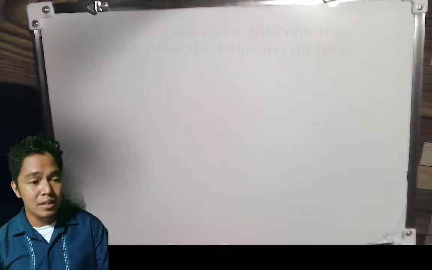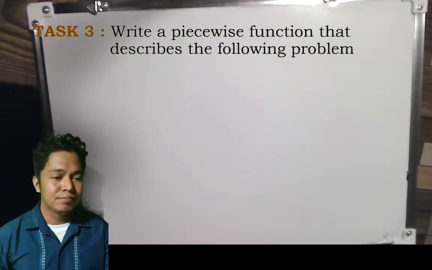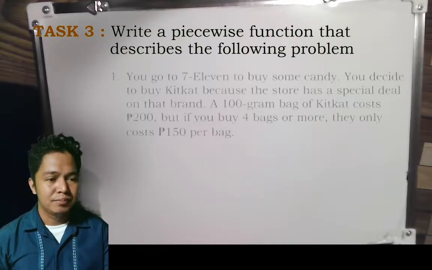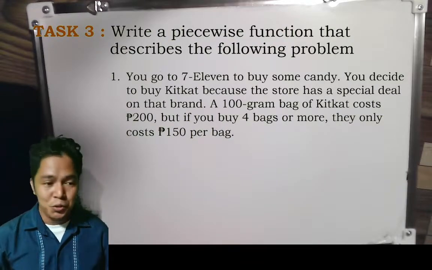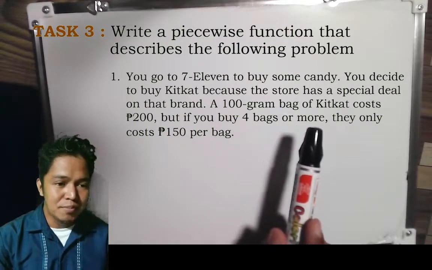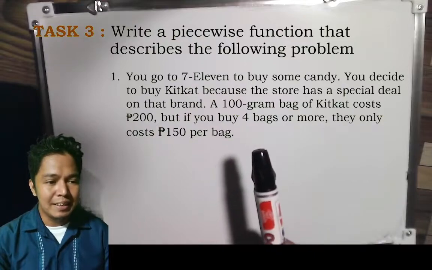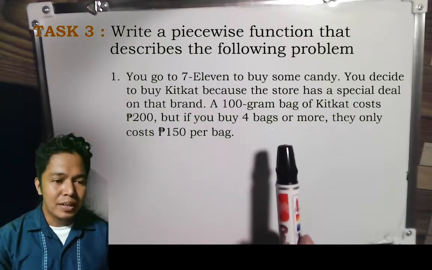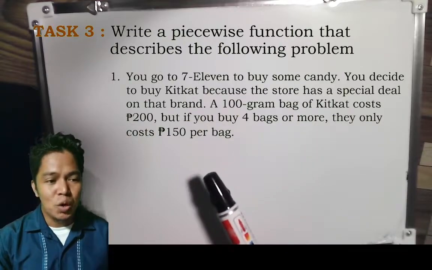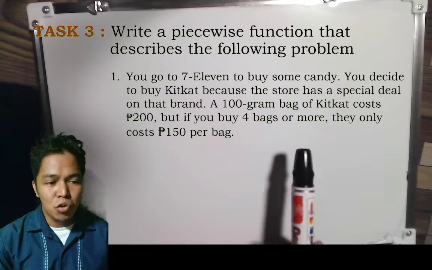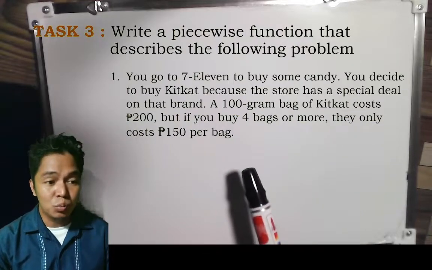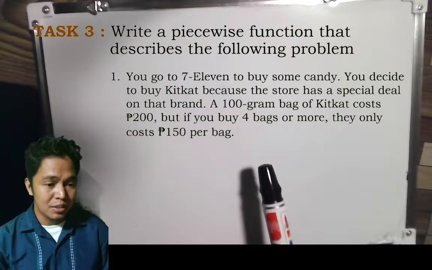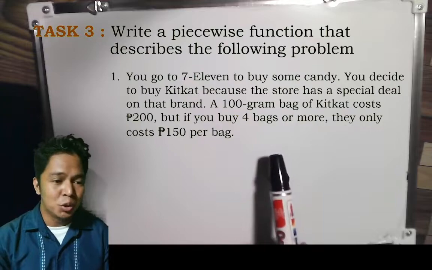Next, number 3, we have: you go to 7-Eleven to buy some candy. You decide to buy Kit Kat because the store has a special deal on the brand. A 100-gram bag of Kit Kat costs 200 pesos, but if you buy 4 bags or more, they only cost 150 pesos per bag. So ilang function meron tayo dito?